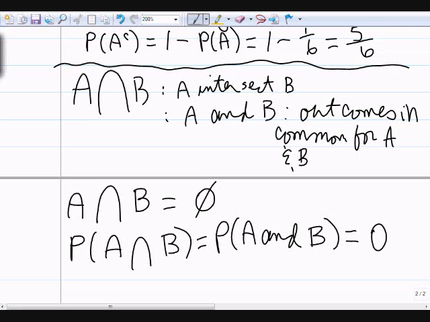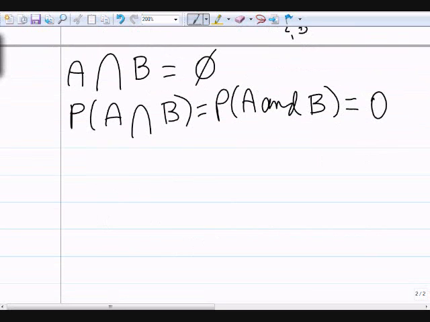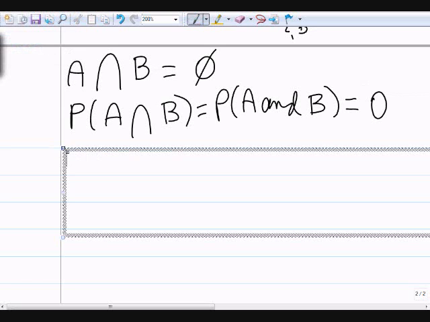So if my events are disjoint, the probability that they both happen is 0. Okay? But let's look at some non-zero ones. So, new probability rule concept here.